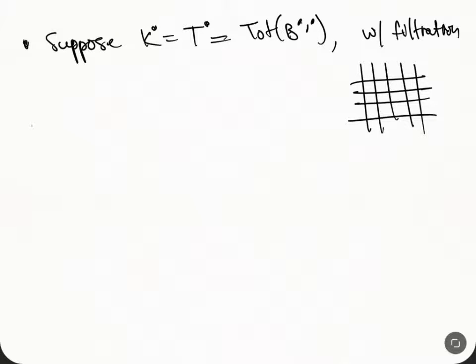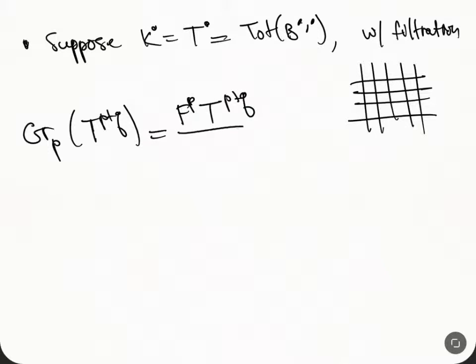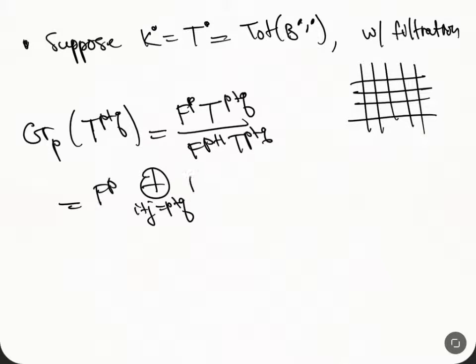Well, let's just do it. This is graded P of T P plus Q. Okay, and so this is going to be equal to FP, and then we have T P plus Q over FP plus 1 T P plus Q. And this is equal to FP, and we have a big direct sum. Let's say I plus J is equal to P plus Q. And then we have B I comma J.